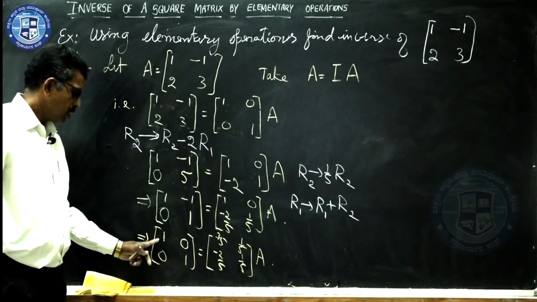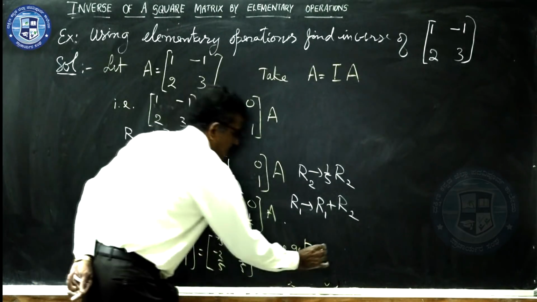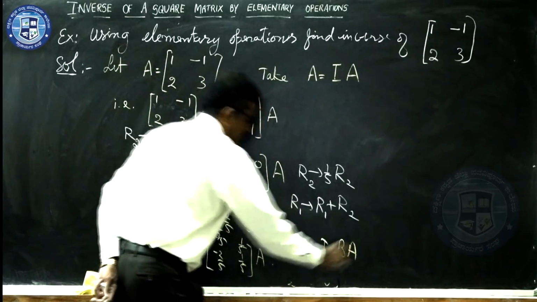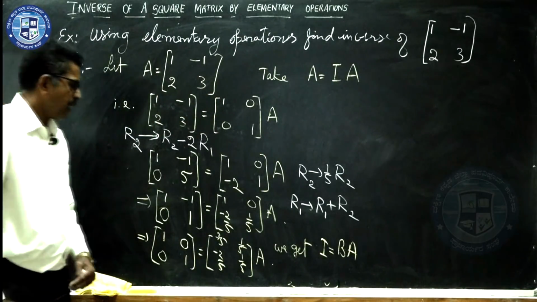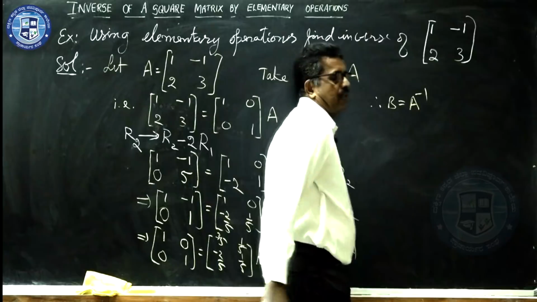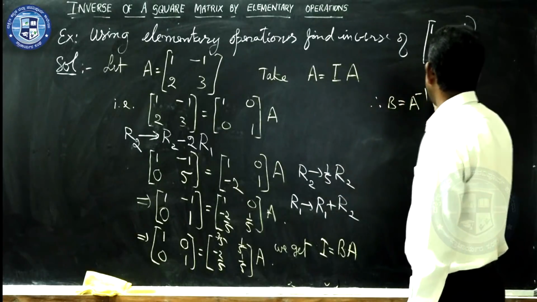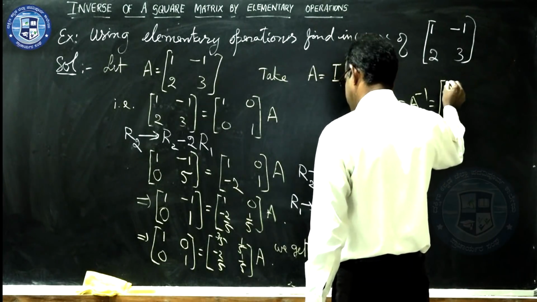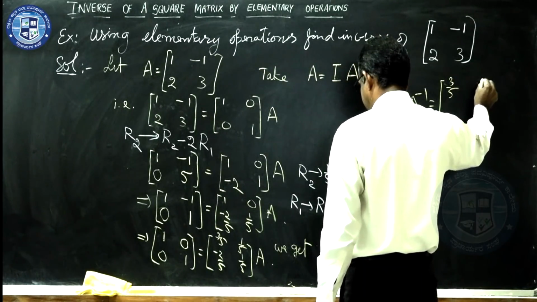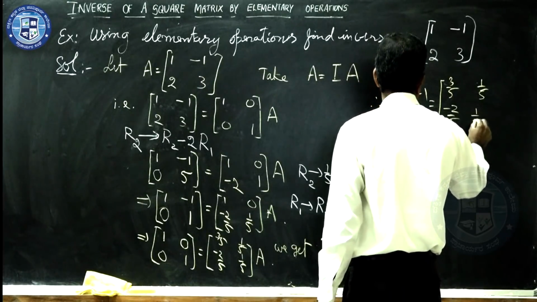You expect this is the identity matrix. Therefore, we got the identity matrix. It is equal to B into A. Identity matrix is nothing but B into A. So, therefore, we can confidently write B is nothing but A inverse. So, what is there in the place of B? In the place of B, that should be A inverse. Therefore, that is nothing but minus 3 by 5, 3 by 5. What is this element here? 1 by 5, minus 2 by 5 and the last one is 1 by 5.